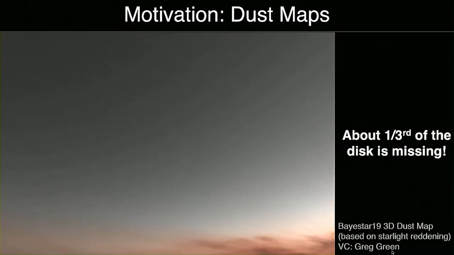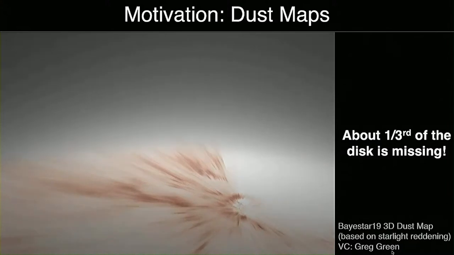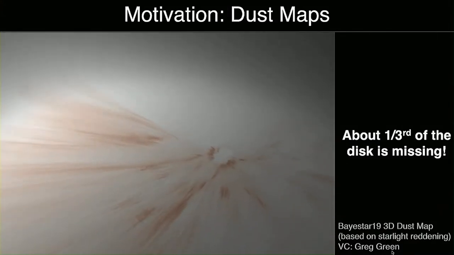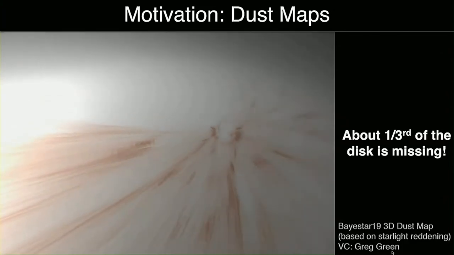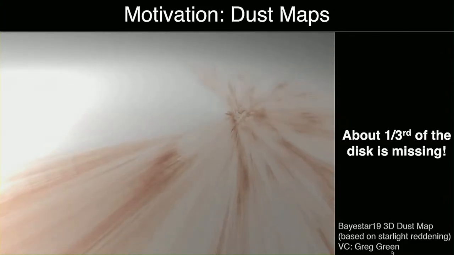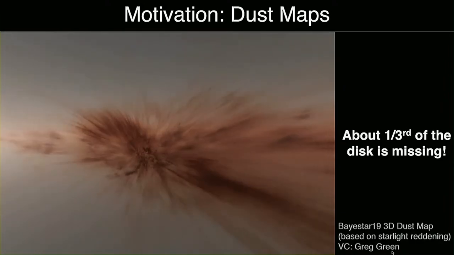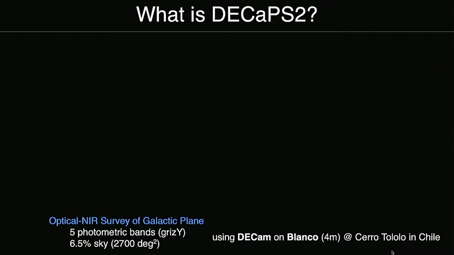Here I'm showing you a 3D dust map rendering of a recent dust map based on starlight reddening. We're looking down on the disk here, and you see there's about a third of the disk that's missing in the dust map, and that's the Pan-STARRS hole. We don't have high-quality, well-calibrated optical and near-infrared photometry on which to base this map. And that was in part the motivation for DCAPS 2.